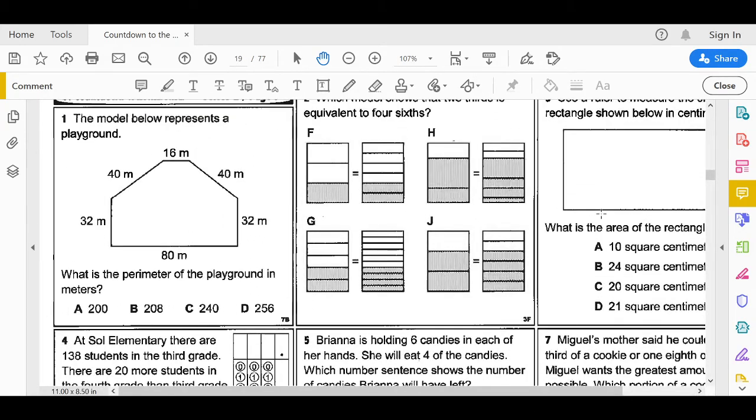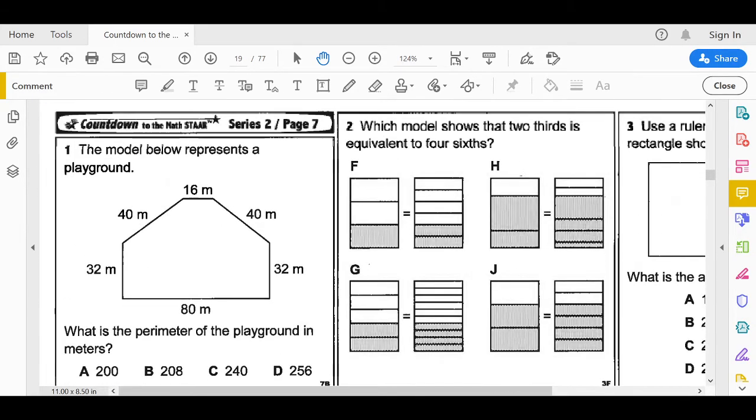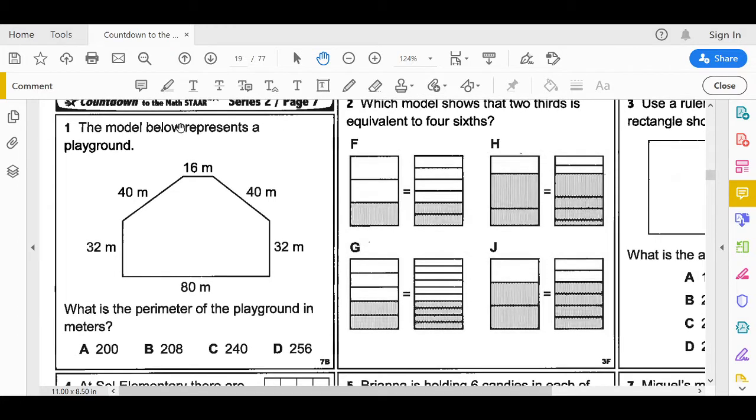Question number 1. The model below represents a playground. And then we can see that it has 1, 2, 3, 4, 5, and 6 sides. The question here is, what is the perimeter of the playground in meters?